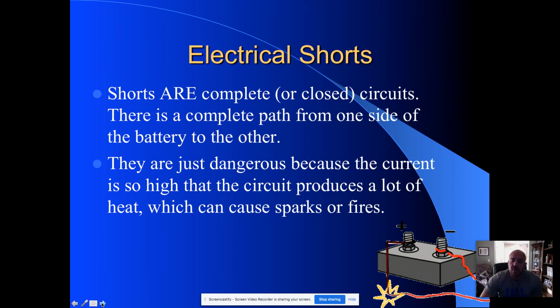Luckily, houses are wired in a way that if a short happens, your fuse box just goes off, so there won't be a fire. But anytime your fuse box goes off, like a room just loses power, it's because there was a short and your house is kind of protecting itself with the way it's wired.